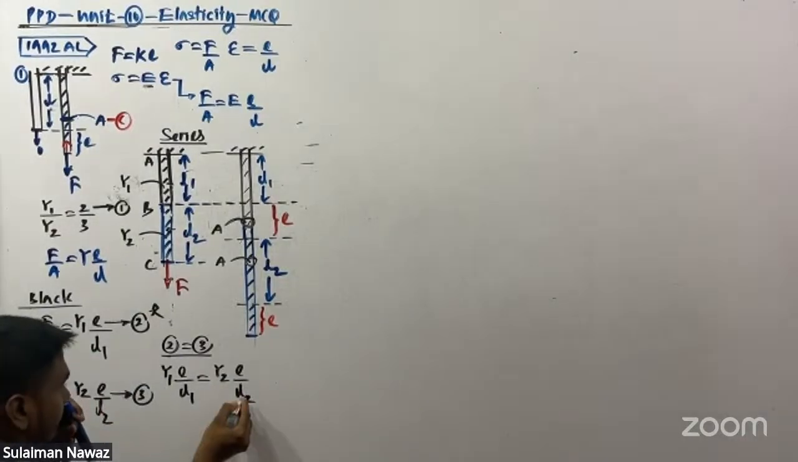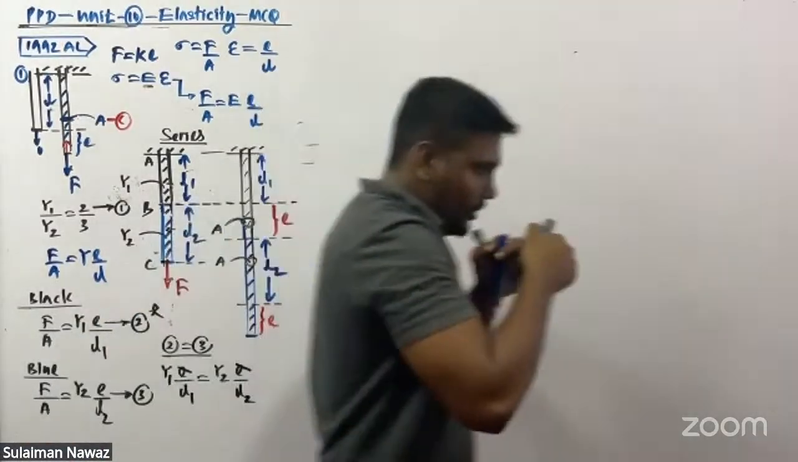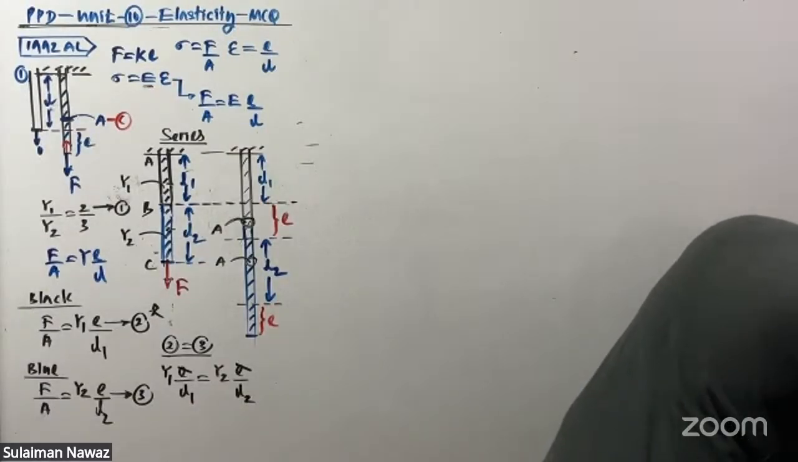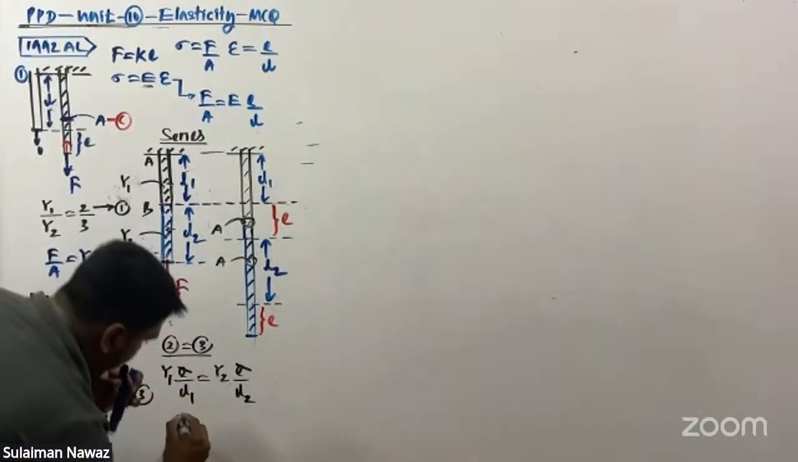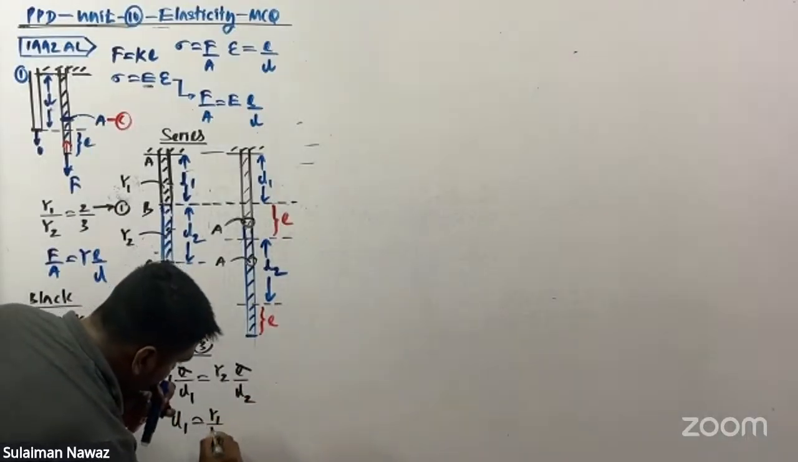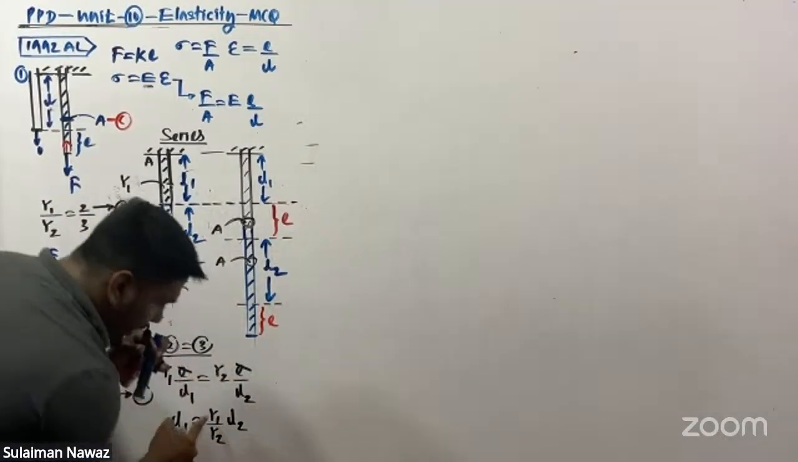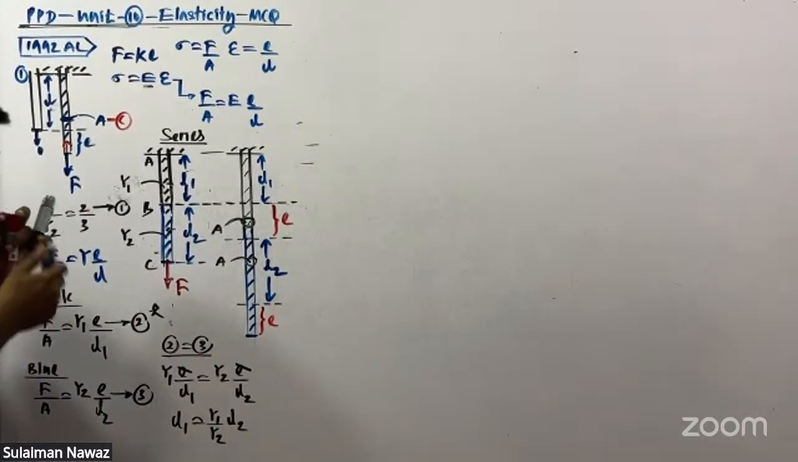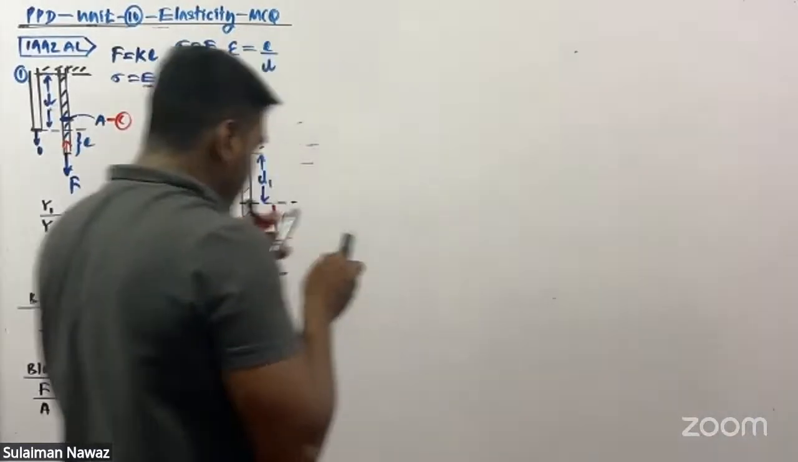Here e simply cancels out. What are they asking us to find in the question? They are asking for L1. So when you make L1 the subject, L1 equals Y1 over Y2 times L2. Y1 over Y2 we know is the 2 to 3 ratio, so it's 2 over 3.